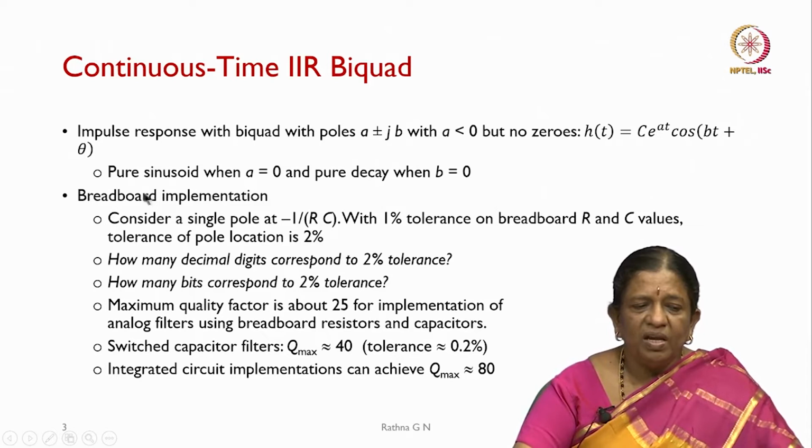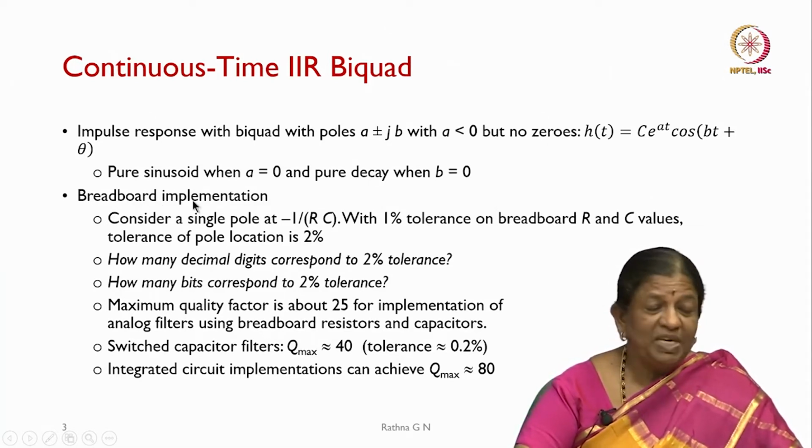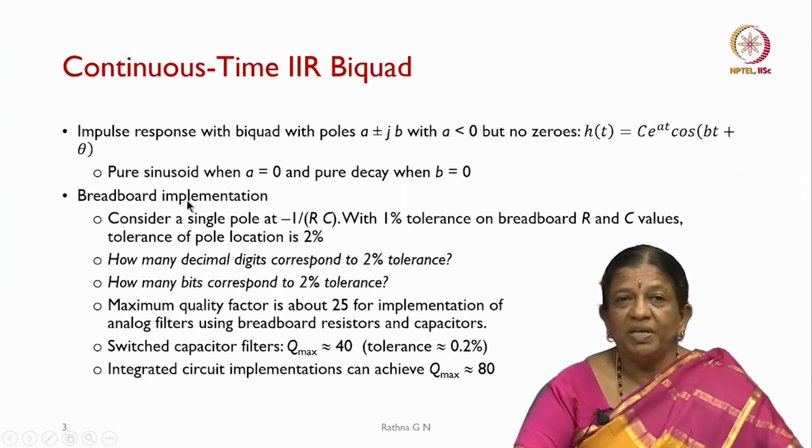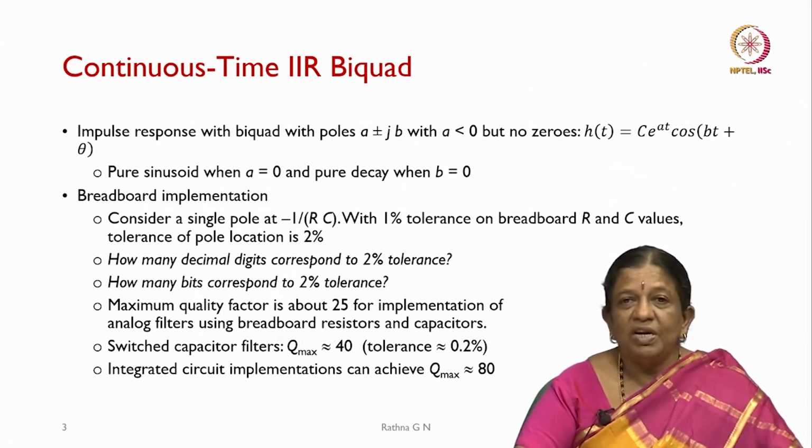How can we implement this on a breadboard? Nowadays nobody does breadboard design, but one can test how it is going to behave, and if you are satisfied you can go for implementation on a regular PCB. We consider a single pole, located at minus 1 by RC. We consider 1% tolerance for our breadboard R and C values, and for the pole location we assume 2%.